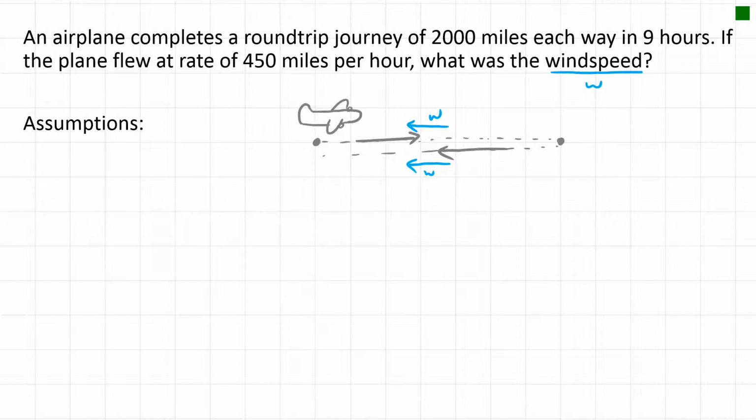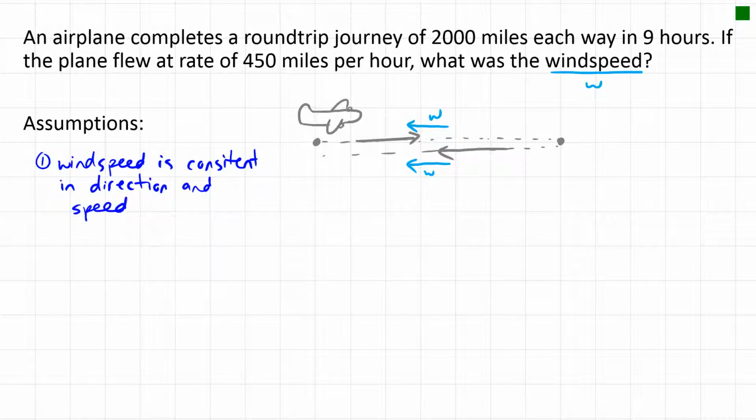And just by writing or drawing arrows to show the wind speed, I'm making a couple of assumptions. So the first assumption that I'm making is that the wind speed is consistent in direction and speed. So that means that the wind isn't speeding up and slowing down, so maybe it's blowing 90 kilometers an hour on the way there and only 40 kilometers an hour on the way back. No, we're going to assume that it's constant over that whole 9-hour stretch.